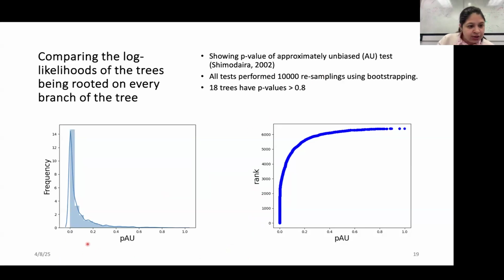These are the around 6,000 trees that we built. I just wanted to show you the distribution of all the p-values here. What it really tells us is there were a few of them which had p-values greater than 0.8, which just means that those trees are most likely to be correct. The root was placed at the right position. So there were 18 of such trees, and we looked at all 18 of these trees.